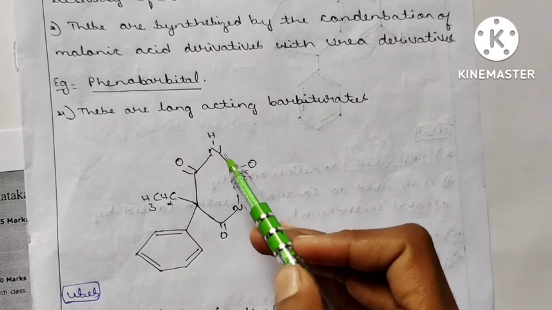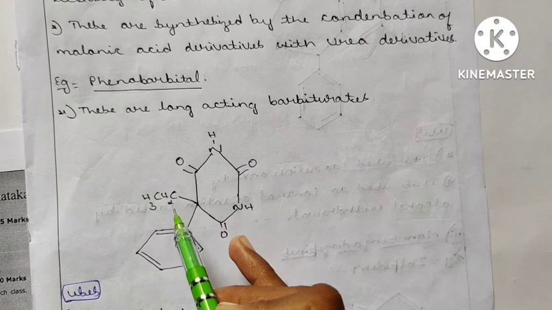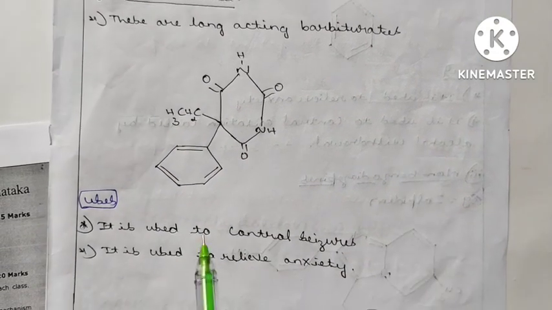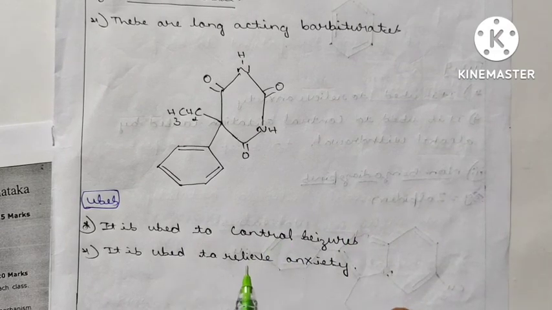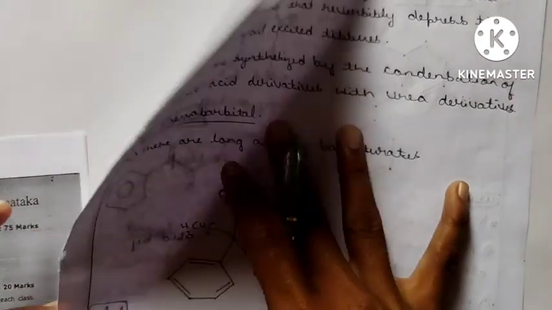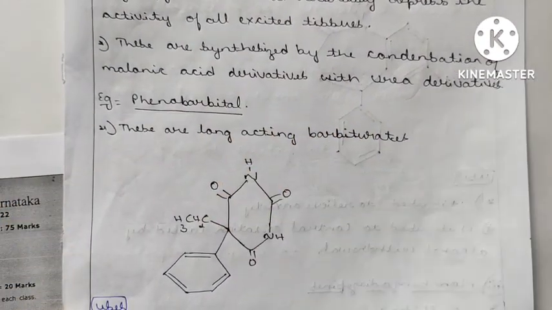See, nitrogen is attached, a double bond to oxygen, and an ethyl group is attached here. These are very important. It is used to control seizures, to relieve anxiety, and to treat wakefulness. So phenobarbital is the example, and it comes under the barbiturates.